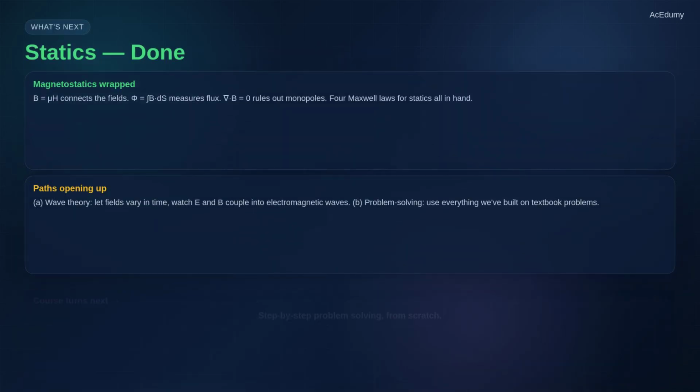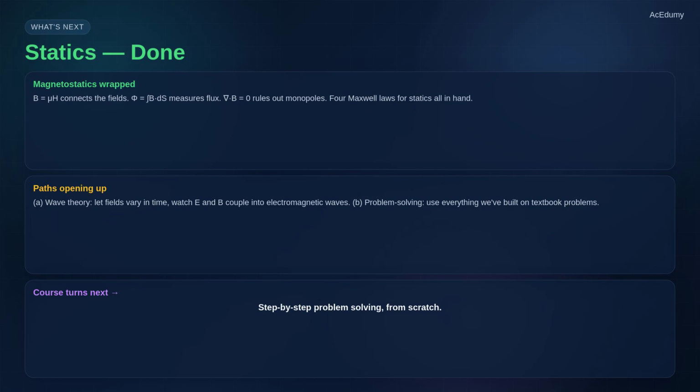Quick wrap-up. B equals μH connects the two magnetic field quantities. The flux phi is the surface integral of B dotted with ds. Divergence of B is 0 because magnetic monopoles do not exist. And when we stack this next to the other three static laws, we get all four Maxwell equations for statics. This closes the block on magnetostatics, the last piece of static field theory.